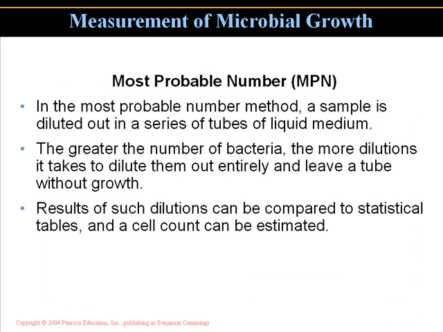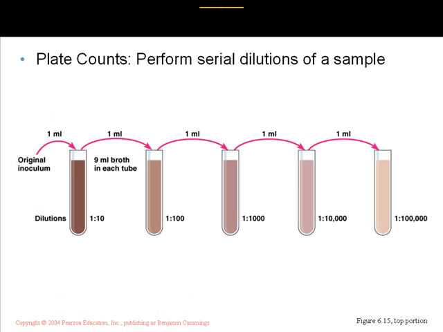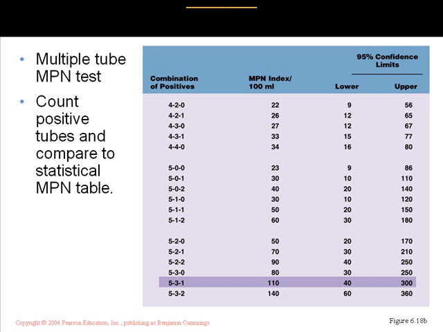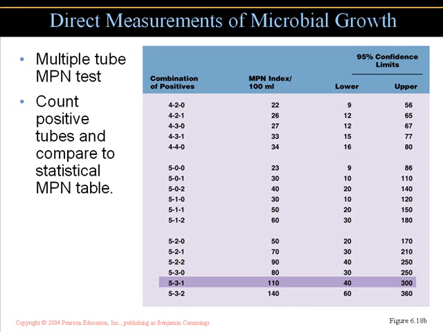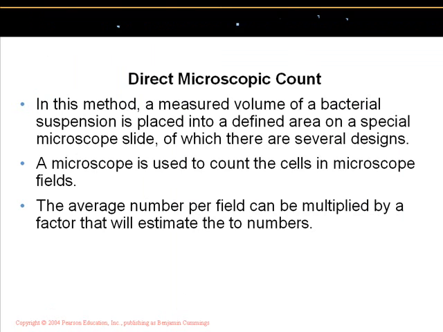And that's where you get the term most probable number. In the most probable number method, a sample is diluted in a series of tubes of liquid. The greater the number of bacteria, the more dilutions it takes to dilute them out entirely and leave a tube without growth. Results in such dilutions can be compared to statistical tables, and cell counts can be estimated. This is a serial dilution mechanism that can be used. It's a direct method where you count the positive tubes and compare it to a table that's used to give you an estimate of the number of organisms.